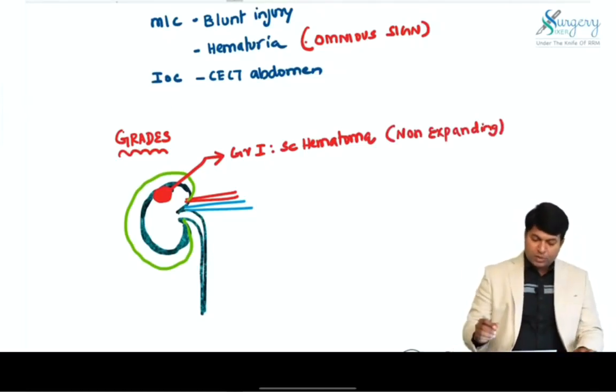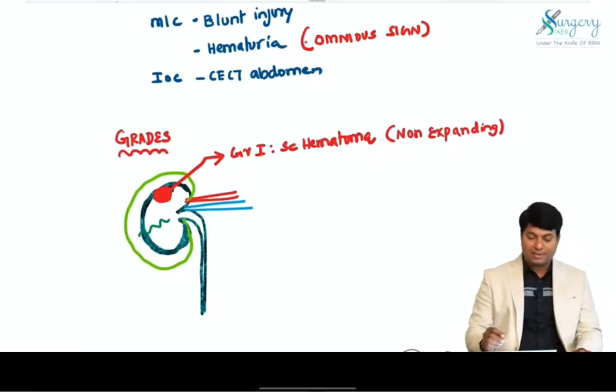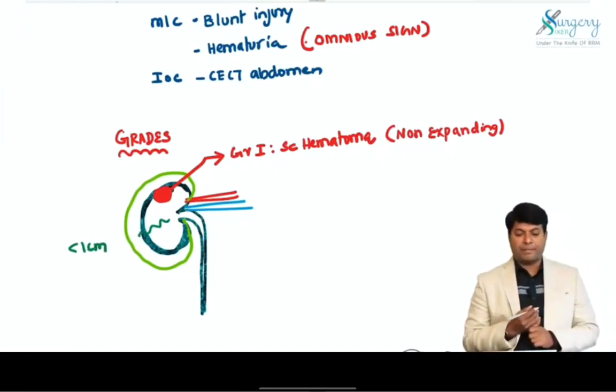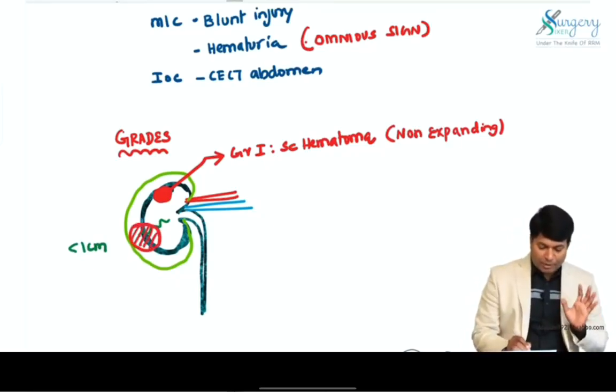Non-expanding subcapsular hematoma is grade 1. Grade 2 is a condition in which there is a laceration in the kidney like this, less than 1 centimeter. And there is a hematoma which is confined within the Gerota's fascia. That is very interesting. So always hematoma will come. Please don't forget.